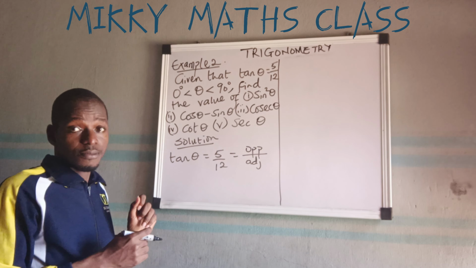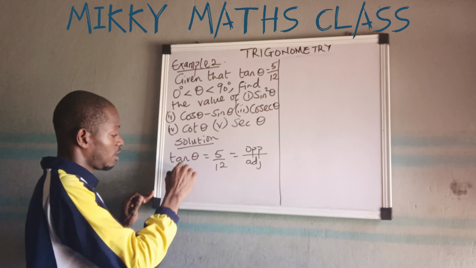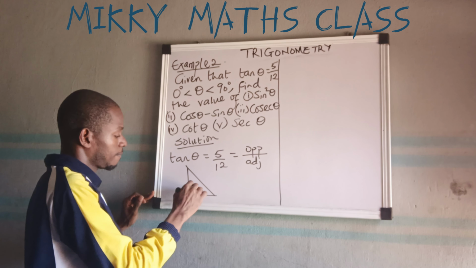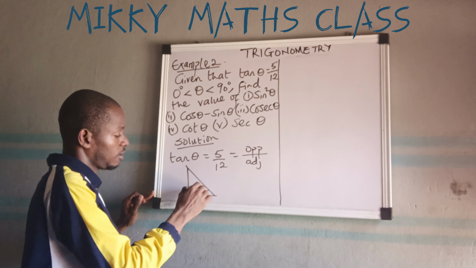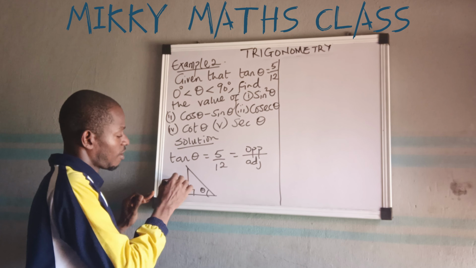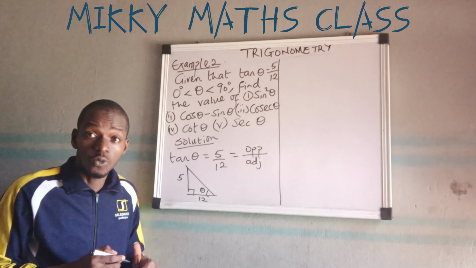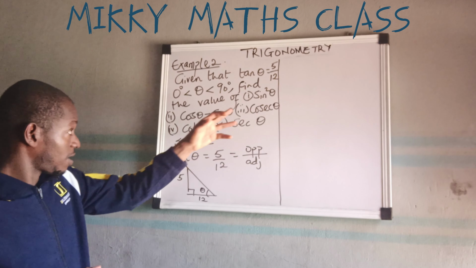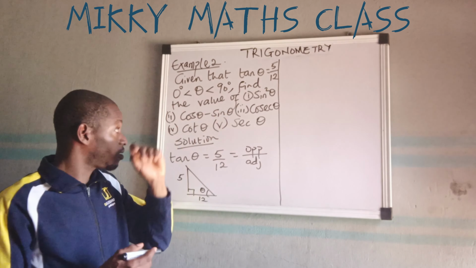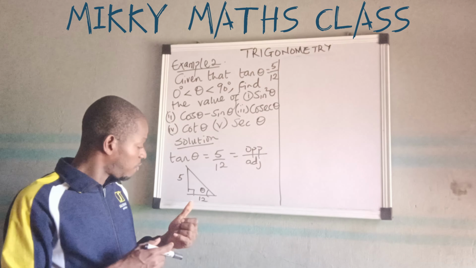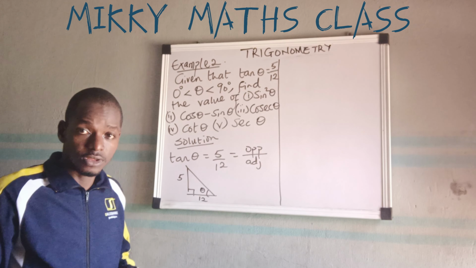Opposite over adjacent. That means for a right angle triangle, here you have the opposite here. Our opposite is 5. Our adjacent is 12. So the first thing to look for before we even find the value of sine squared theta, cos theta minus sine theta, is to find the missing side, which is the hypotenuse.